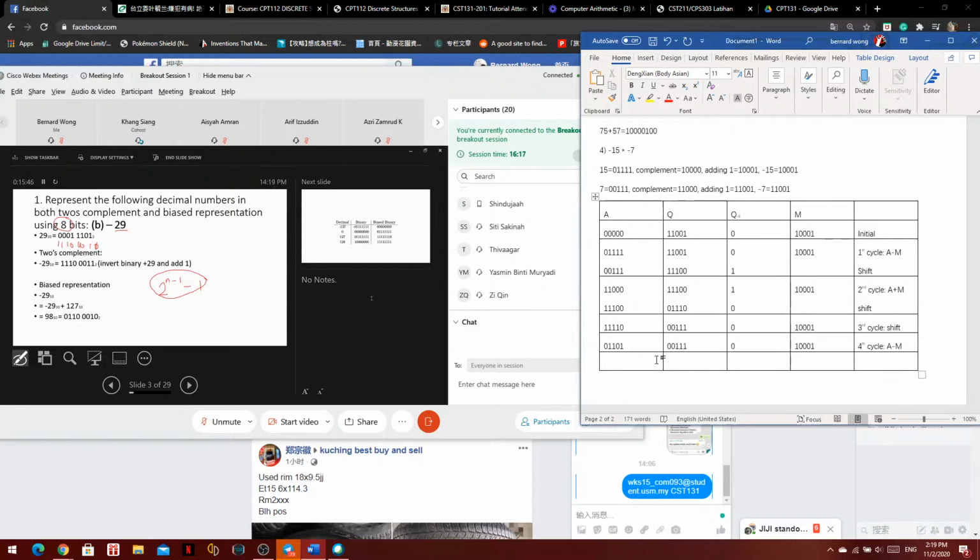Of course, technically, if you use the calculation Arif presented, it is not wrong. Basically, you still get the answer, but I'm not sure whether the steps are correct or not, because this is the correct way to do the two's complement. So any problem on question 1?